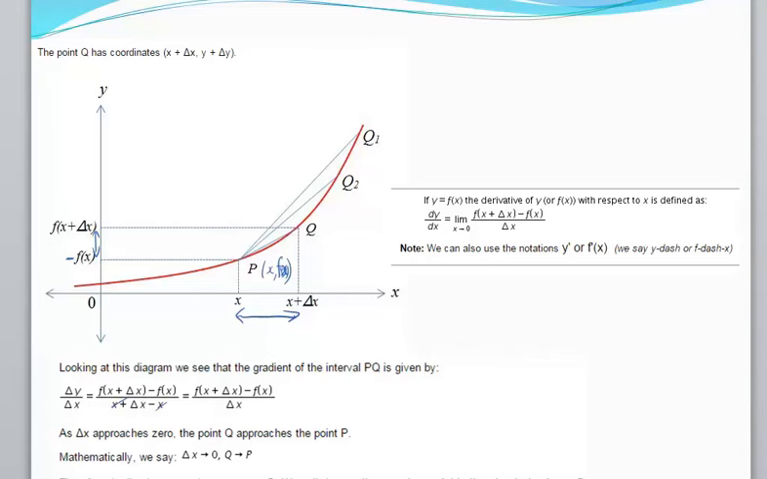As delta x approaches 0, our point Q approaches the point P. As our change in x gets smaller and smaller, our change in y will do the same as well. Mathematically, we say as delta x approaches 0, Q approaches P. We're going to be on top of this point. Therefore, the line becomes a tangent at P. We call the gradient or slope of this line the derivative at P.